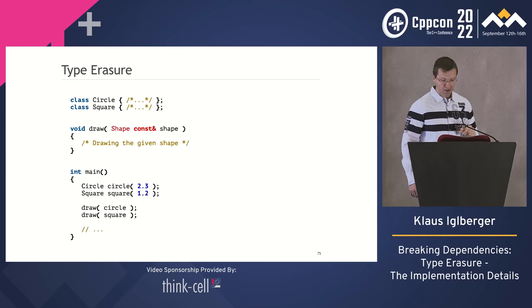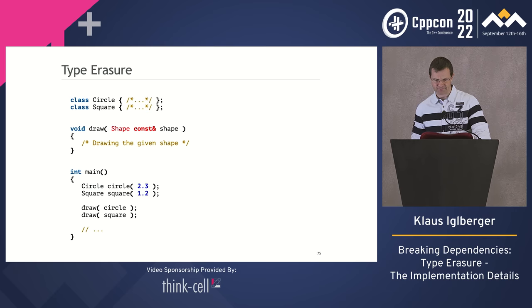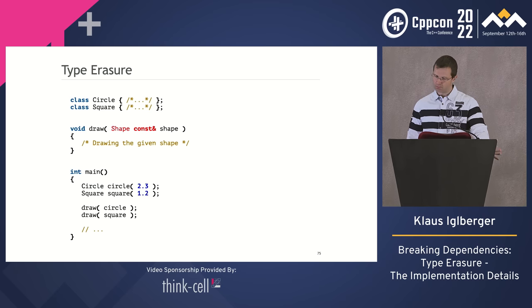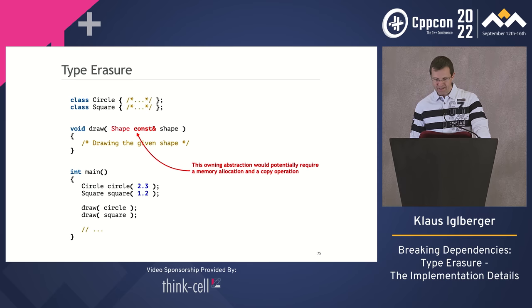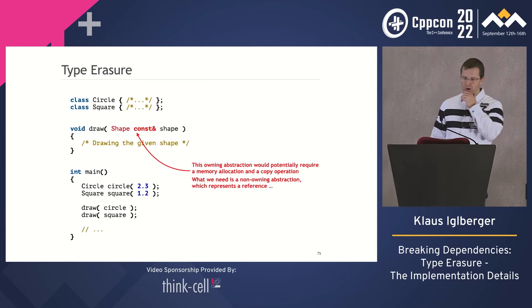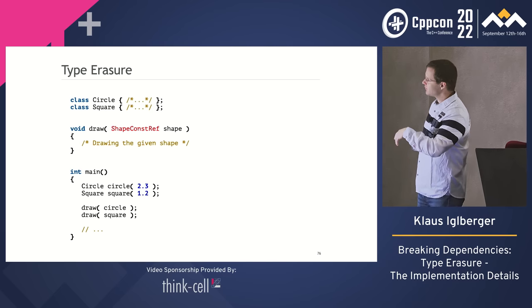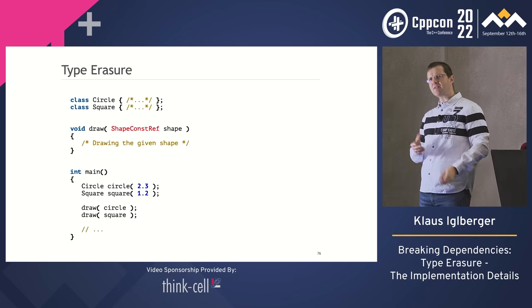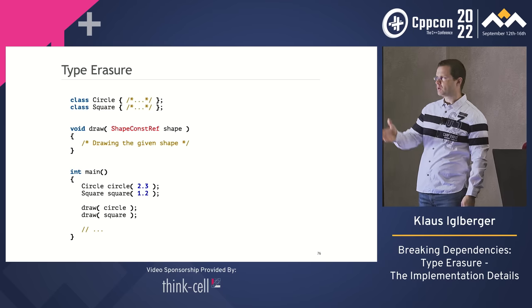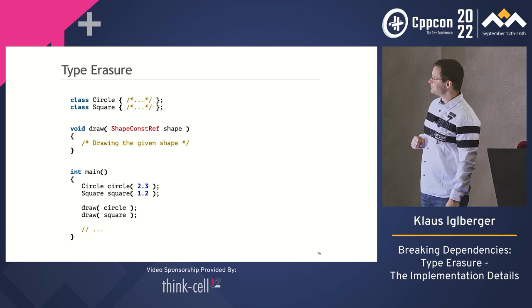And so for this kind of type erasure wrapper, this might actually be quite expensive. And so the idea now is that we create another abstraction. Instead of an owning abstraction that potentially allocates, we create a non-owning abstraction. I call this, to reflect the shape construct, ShapeConstRef. Perhaps another good name would be a shape view. You decide.